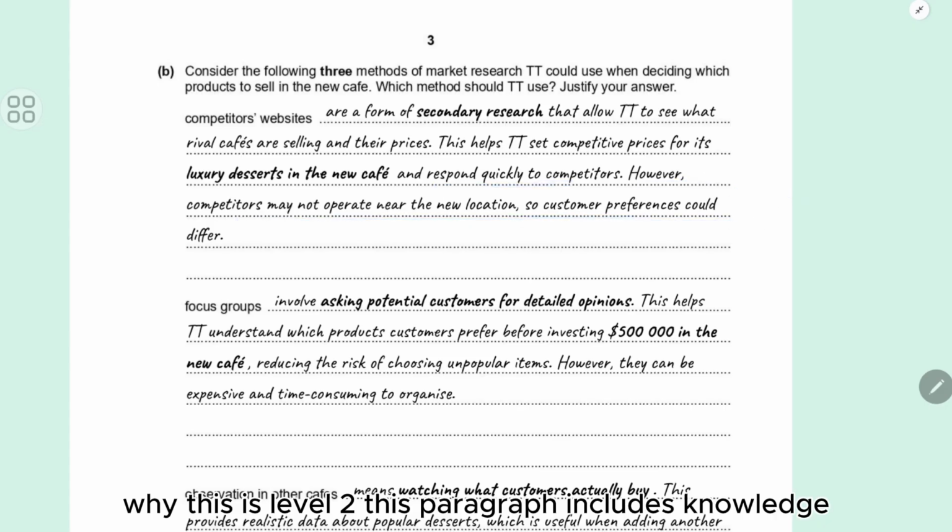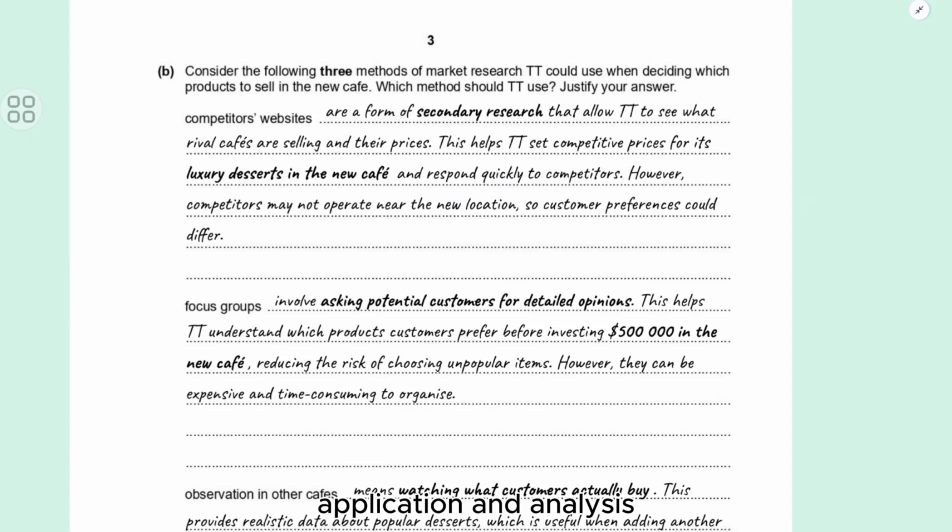Why this is level 2? This paragraph includes knowledge, application, and analysis, and it shows both an advantage and a disadvantage. On its own, it's a strong discussion, but without a decision, it remains level 2.